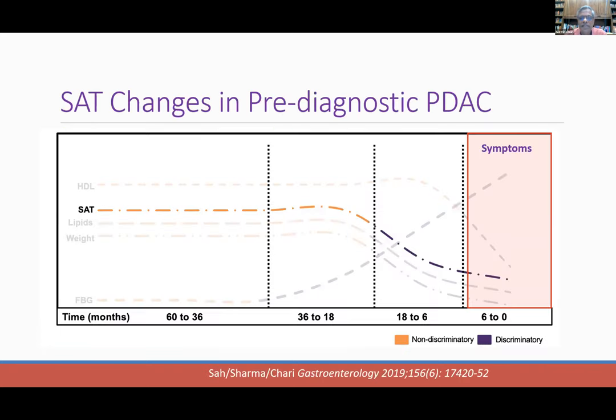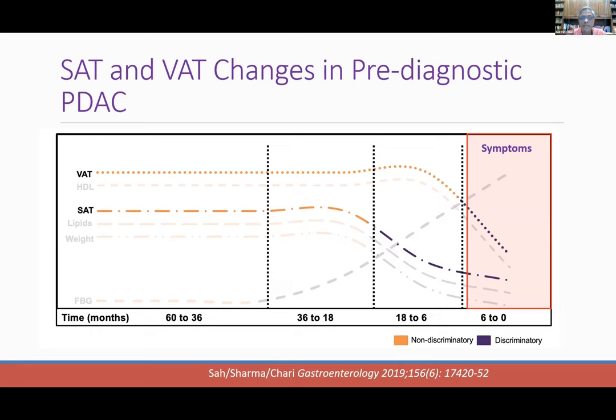So here is subcutaneous adipose tissue, and it seems to follow the pattern of triglycerides and total cholesterol. It starts to drop 18 months before diagnosis. This coincides with the weight graph I showed you, where the weight loss starts happening 18 months before. So it appears to be adipose tissue loss that coincides with the drop in weight, and that adipose tissue is of the subcutaneous compartment.